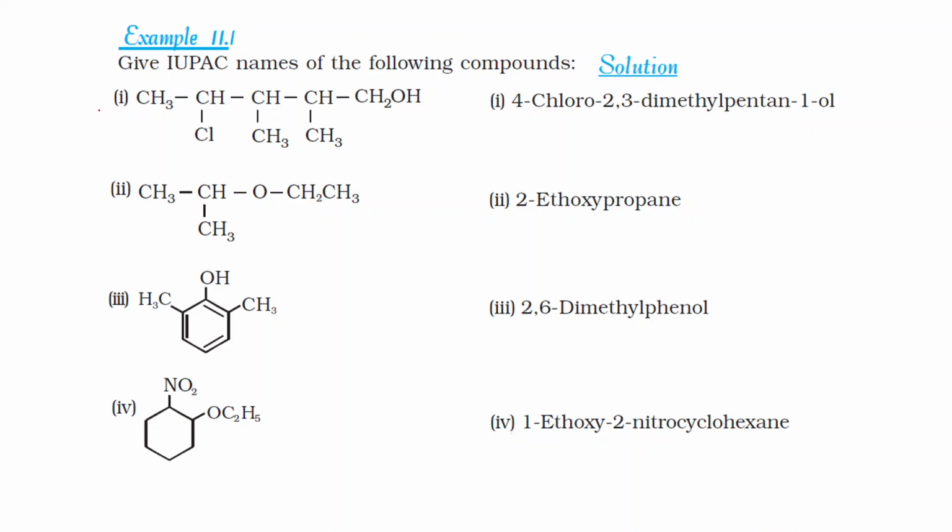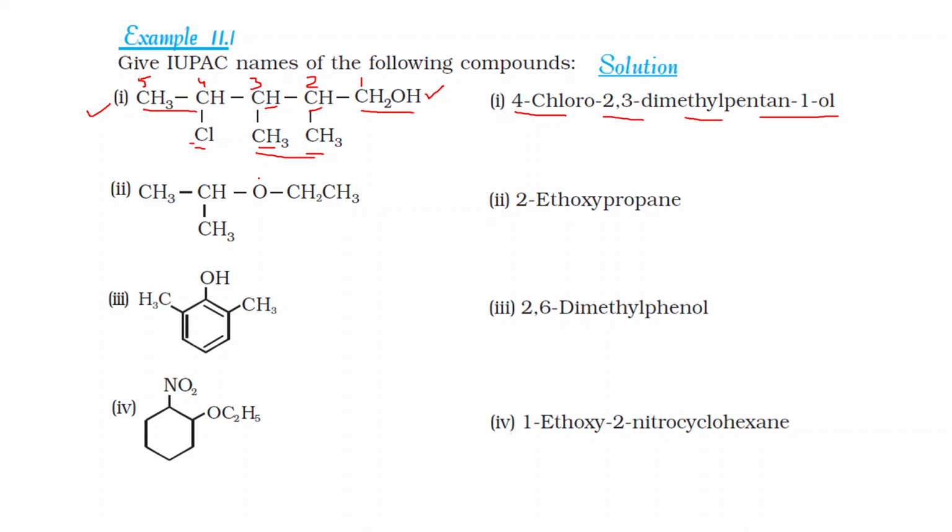Give the IUPAC names of the following compounds: CH3CHClCH(CH3)CH(CH3)CH2OH. First, identify the functional group OH attached to this carbon atom. That's why give first number, 2, 3, 4, and 5. On the fourth carbon atom, Cl is there. On second and third, a methyl group is there. But when we write the name, the substituents will be written in alphabetical order. That's why this is 4-chloro-2,3-dimethylpentan-1-ol.